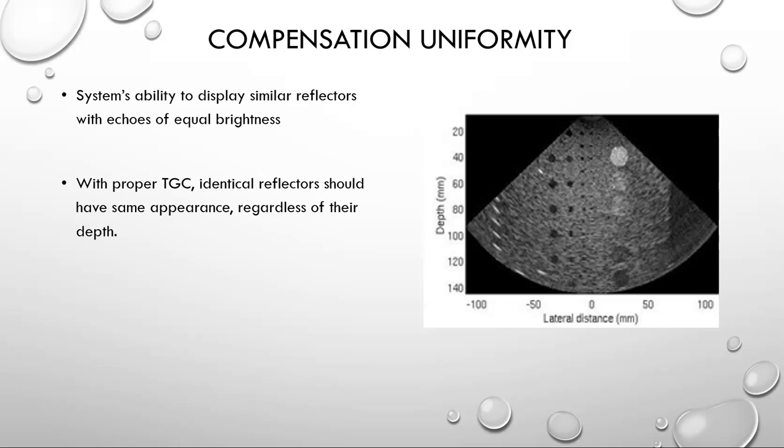Compensation uniformity, or as most people would call it, contrast resolution, is the system's ability to display similar reflectors with echoes of equal brightness. When we look at these different reflectors, these have equal brightness within each of them, but not between them. With proper TGC settings, the reflectors should have their own brightness displayed. In this case, the brightness of the surrounding tissue and these holes here should be equal top to bottom.